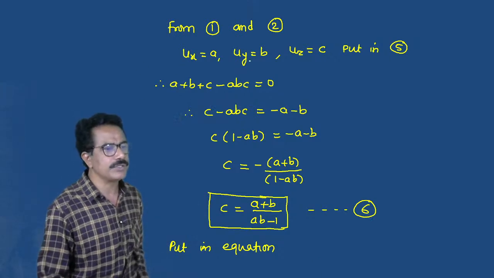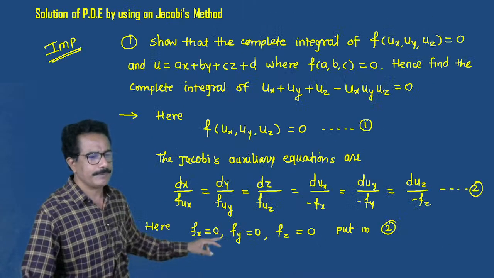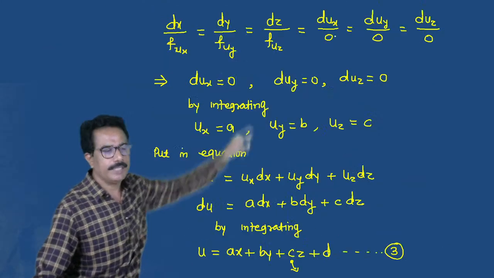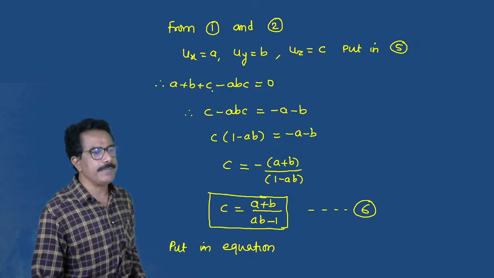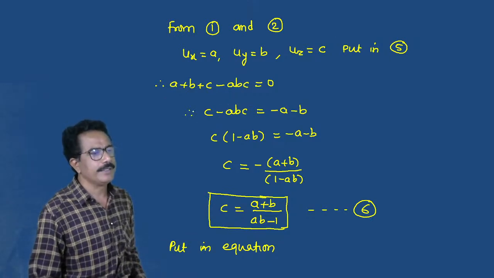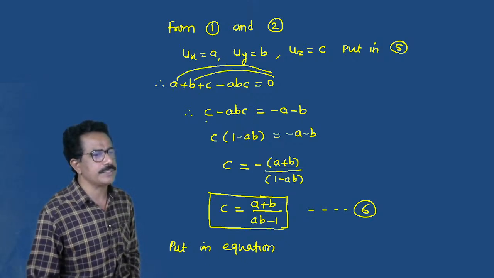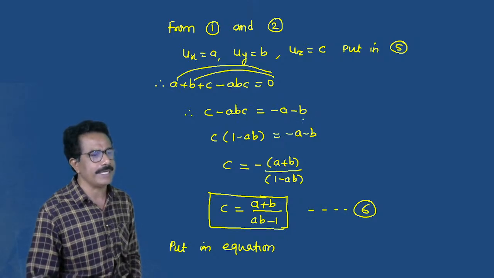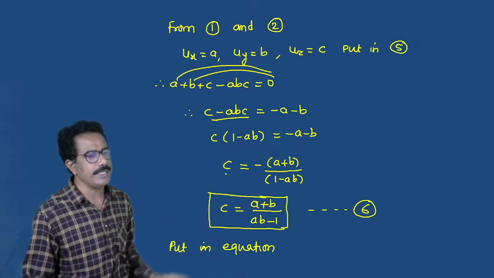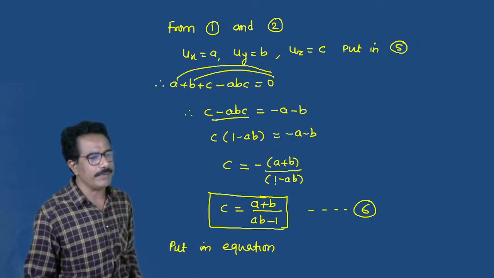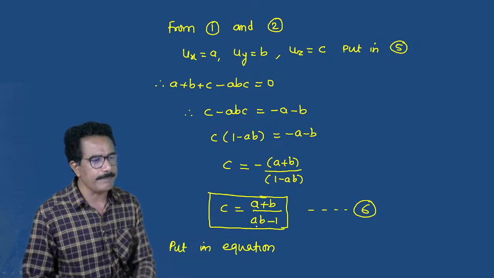Now put ux is equal to a, uy is equal to b, uz is equal to c in this equation, that is in equation number 5. So put in 5, a plus b plus c minus abc. So we can write, transfer this a on the left side, b on the right side. So c minus abc is equal to minus a minus b. Take out c common, c in a bracket 1 minus ab is equal to minus a minus b. So c is equal to minus in a bracket a plus b divided by 1 minus ab. So minus common काढून cancel करा, c is equal to a plus b upon ab minus 1.